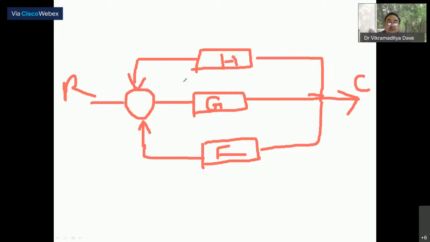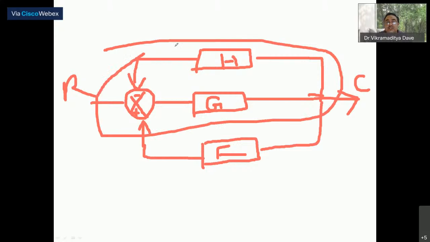So now you look towards this. This is in a feedback form, and this is also in a feedback form. You will definitely ask, this is negative and this is positive. So how to do this question? First of all, you take this inner loop as a negative feedback system. What is the overall transfer function of this? This is nothing but G upon 1 plus GH.